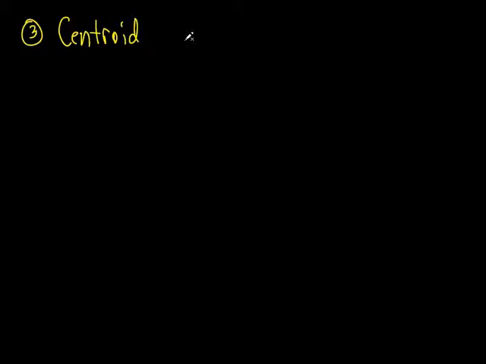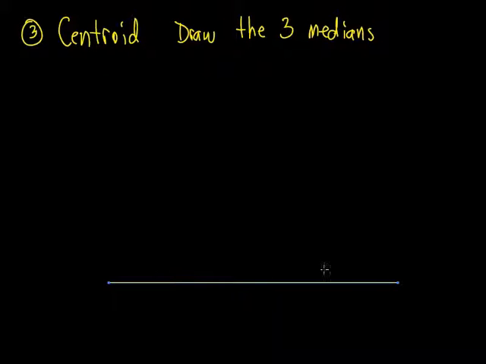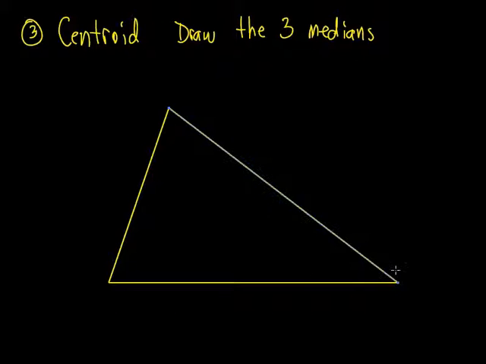Now, how do we find the centroid? We draw the what? Does anybody remember that one? We draw the three, starts with an M, medians. But you've got to know what that means, don't you? You've got to know what the word median means. So let's put a triangle in here. We'll just do a regular basic looking acute triangle like we've always been doing.